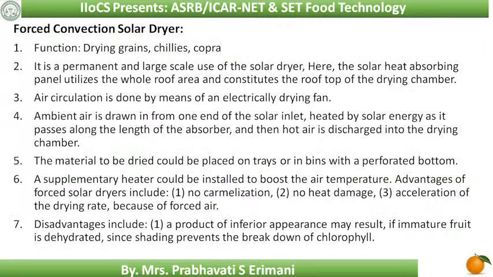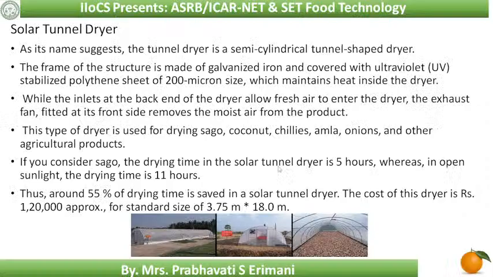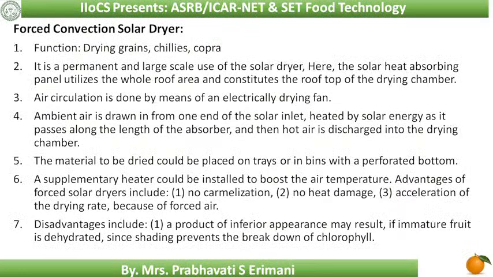Now forced convection solar dryer. See, this is the picture of the forced one. Here air discharge is there, cabin is there, air blower, air duct, air heater. This is the glass sheet. In this forced convection solar dryer, the function of this dryer is drying grains, chilies, and copra. So these materials can be dried. It is a permanent and large scale use of a solar dryer.